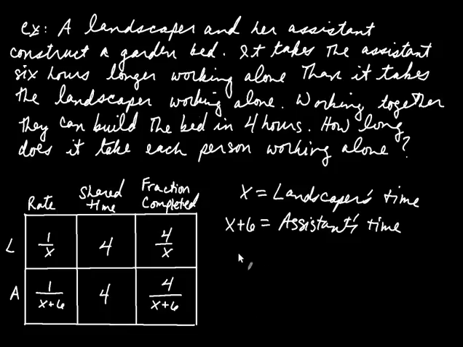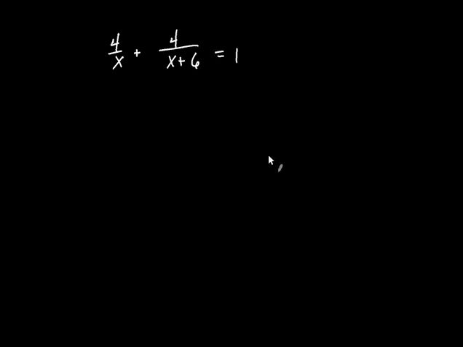Okay, so now when we create an equation, just like before, when you add the two fractions completed, you have to get 1, because one complete job, one whole job, has been completed. So the equation we're going to get is this: 4 over x, the fraction completed by the landscaper, plus the fraction completed by the assistant, is equal to 1, one whole job completed. Okay, so let's solve this equation on another page. 4 over x plus 4 over x plus 6 is equal to 1.